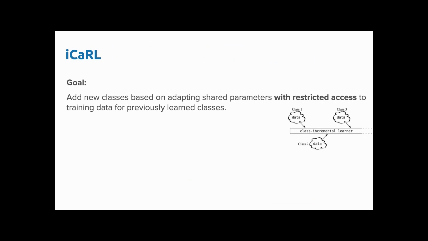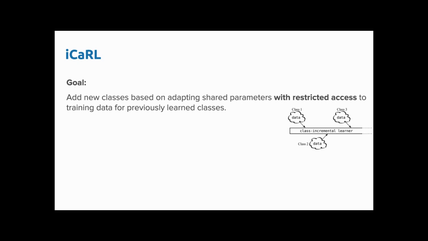All right, so that was the first method, and now let's move on to a follow-up method called iCaRL. It's a very tricky name for me to pronounce. The goal here is to add new classes based on adaptive shared parameters with restricted access. So here I built this assumption, which is less strict than the previous method.